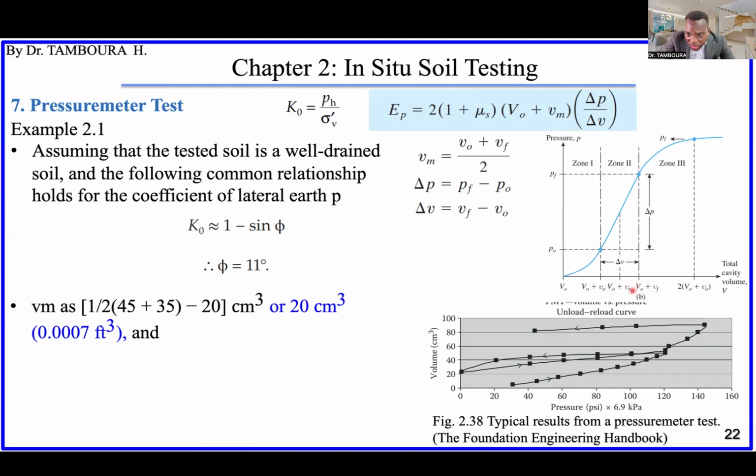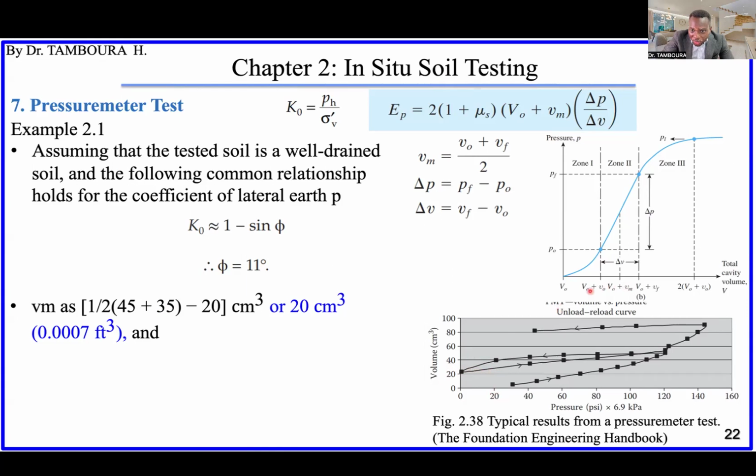V0 plus VF, okay? Right? So, this V0 plus VF, in our case, corresponds to 45. This one, volume here. And this point is V0 plus this small V0. These two, okay, correspond in our case to 35, the volume corresponding to here 20.